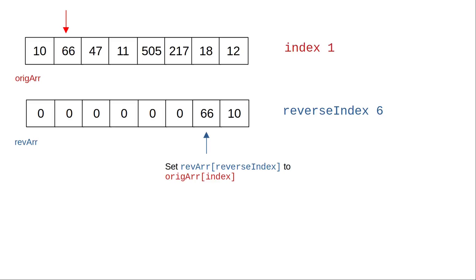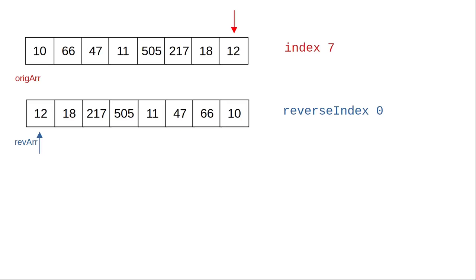And copy that element from the original array to the reversed array. Move the original array index forward and the reversed array index backward again. Keep doing this copying and moving until you get to the end of the original array and the beginning of the reversed array. And you'll have two arrays, but the assignment says to update the original array in place.